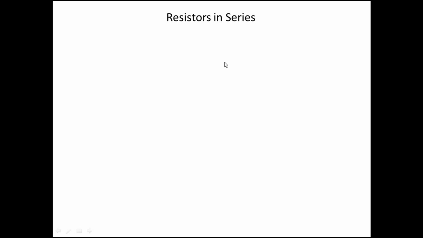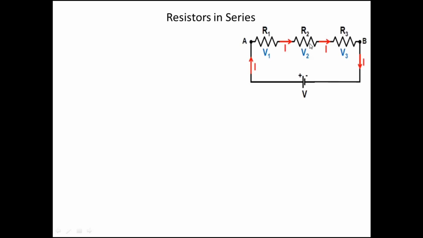Firstly, resistors in series. Consider R1, R2, R3, three resistors connected in series. Here the end point of R1 is connected to the starting point of R2, and the end point of R2 is connected to the starting point of R3. So these three are in series. Looking here, the current through the three resistors is the same. It is a single path, so the current is the same. The source current I is flowing through all the resistors. So we can say that the current flowing through all resistors will be the same.